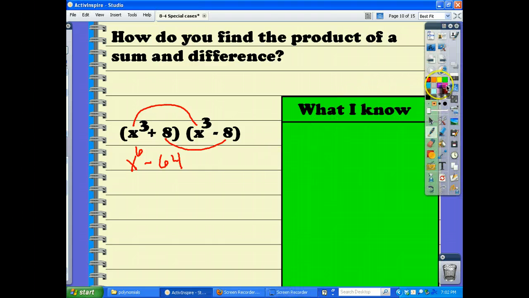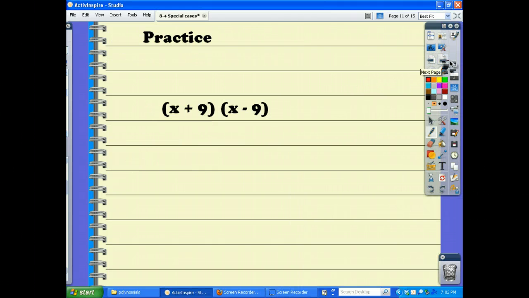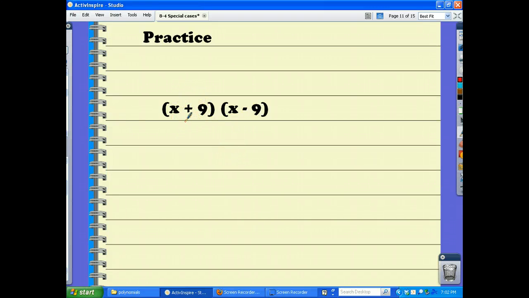All right, so again, let's look at this one. We'll work through a couple of these and then we'll be done. So if I look, I pay attention, I see, oh, it's x and x, plus 9 and minus 9. The exact same, except the operation is just opposite. So that tells me I just multiply it out. x times x, I say x squared. And then I say, okay, positive 9 times negative 9 is minus 81, because positive times a negative is going to be a negative.